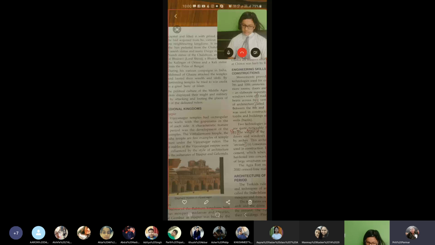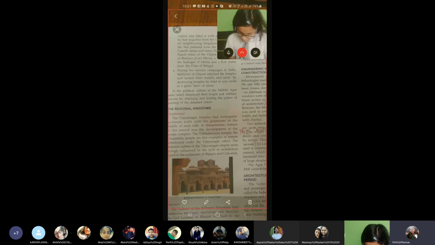An image of Bhairavi, that is Lord Shiva's, a Bhairavi from the Kalinga of Orissa, and a Kali statue from the Palas of Bengal. So please underline these things which were taken away: Kali statue, Kalinga, and these were all taken from the Palas of Bengal. So this was the theme. They took away the statues.